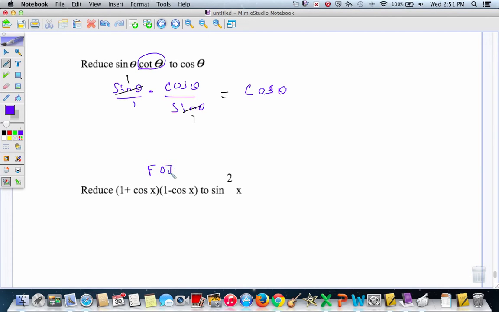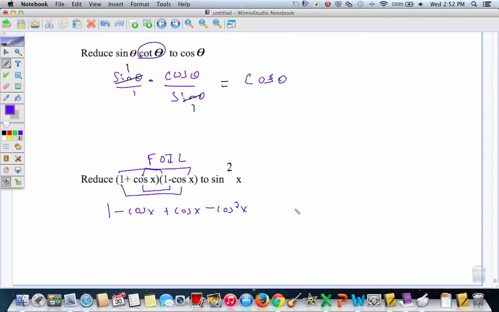Here we have two binomials that we're going to multiply together by using the FOIL process. First terms, 1 times 1 is 1. Outer terms, 1 times negative cosine is minus 1 cosine. Inner terms, cosine times 1 is plus 1 cosine. And last terms, cosine times negative cosine is minus cosine squared. So there's our FOIL process.